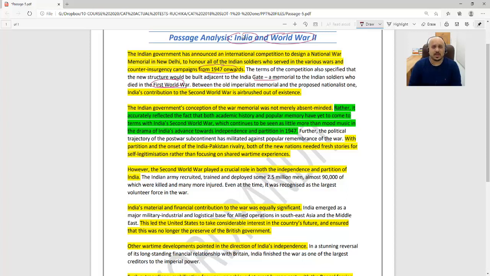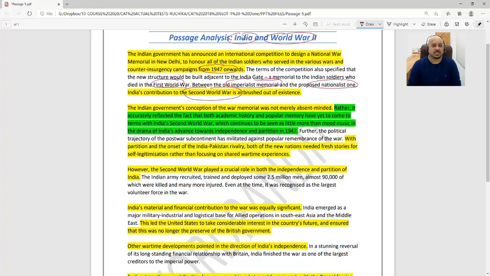Between the old imperialist model, which is referring to India Gate, and the proposed nationalist one, imperialist model memorial refers to the fact that it was built by Britishers. Proposed nationalist one refers to we are building this in the spirit of our nation. India's contribution to the Second World War is airbrushed out of existence. So it's been removed out of existence.